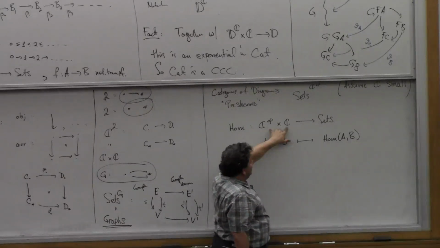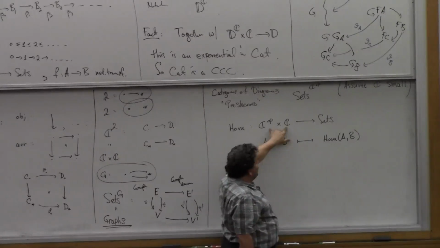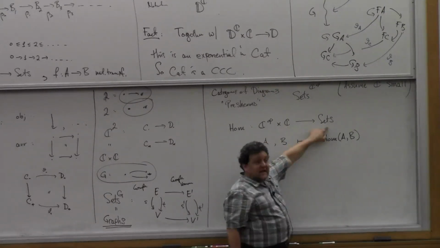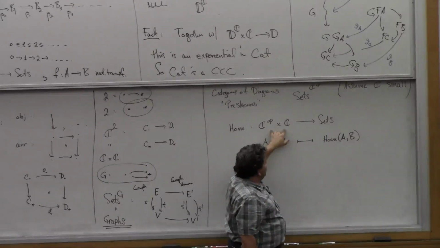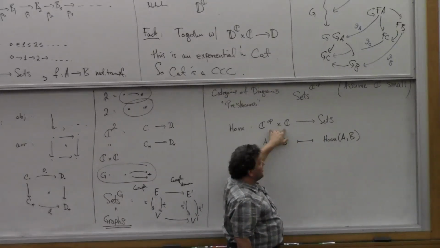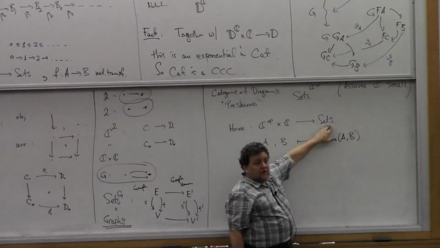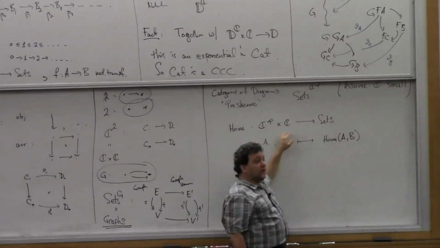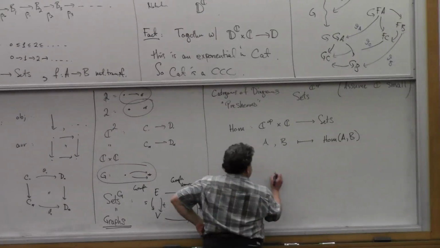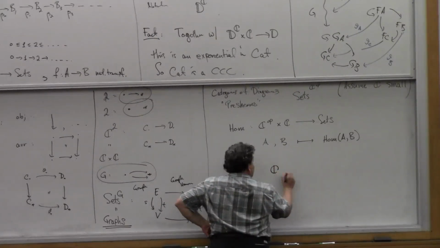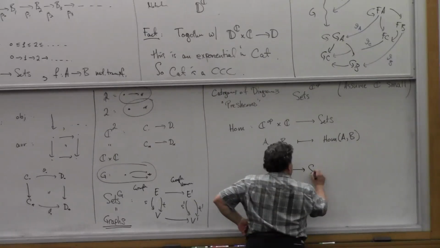And now this is something happening in Cat, right? And Cat is Cartesian closed. So when we have a functor in two arguments into a category, we can transpose it into a functor in one of the arguments, landing into a functor category. So that's what we're going to do. We're going to transpose it like this. We're going to say, take C into the category Set.